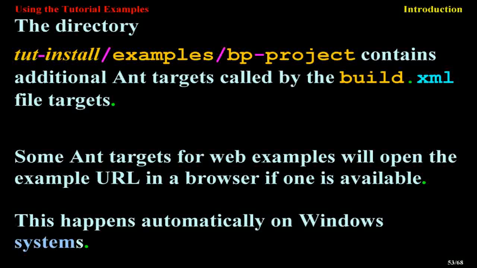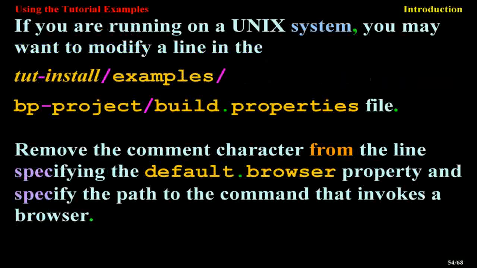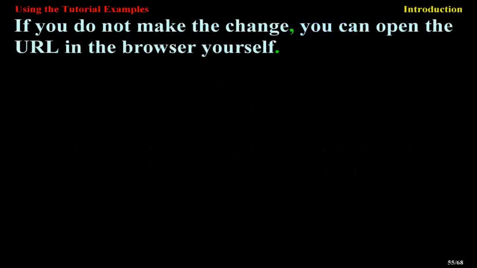XML file targets. Some Ant targets for web examples will open the example URL in a browser if one is available. This happens automatically on Windows systems. If you are running on a Unix system, you may want to modify a line in the tut-install/examples/bp-project/build.properties file. Remove the comment character from the line specifying the default browser property and specify the path to the command that invokes a browser. If you do not make the change, you can open the URL in the browser yourself.